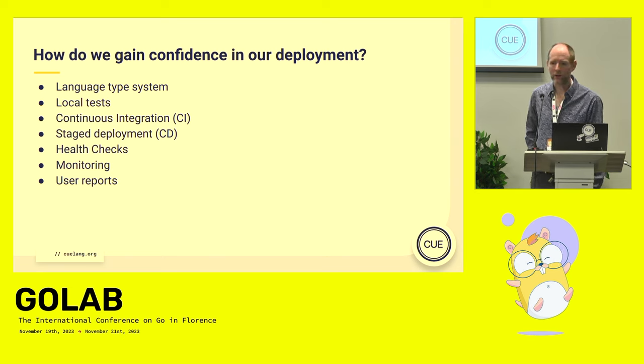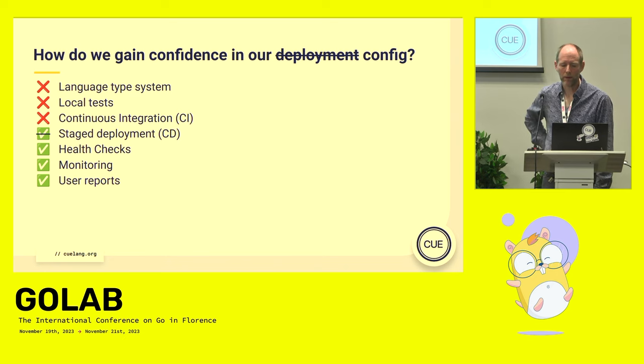Once the code's landed after your CI checks, perhaps you have a staged deployment system, where maybe we run the code in an entirely different staging environment, or perhaps we run both versions of the code and route only a little bit of traffic to the new version at first. Once the new code is fully running, we probably have some health checks and monitoring to give us confidence that the code really is running okay in production. But as a last resort, well, if we don't hear anything from our users, we're probably all right.